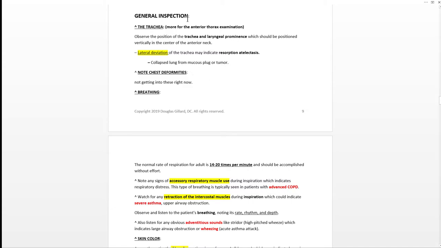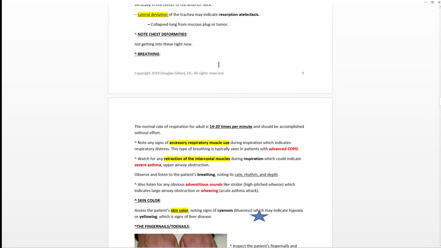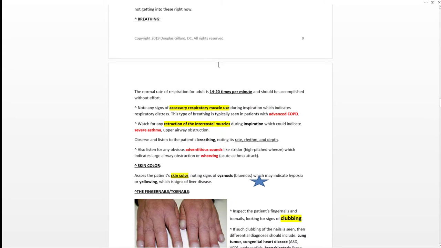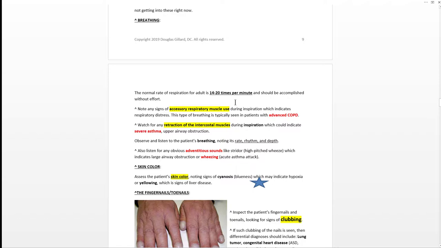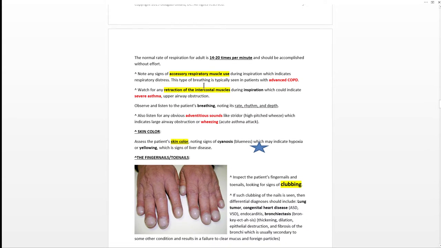Look for chest deformities. This is anterior, so this we'll cover next week as well. All those pectus excavatum, all that stuff. You've had that. I'm not going to go into that. Breathing, they should be breathing 14 to 20 times per minute. And note any accessory respiratory muscle use. People with advanced emphysema especially are super skinny usually because they're using all their energy to breathe to stay alive. And so all the accessory muscles are kicked in. And you'll see the intercostal muscles, for example, contracting when they're breathing, which is a very strange sight. So look for that.